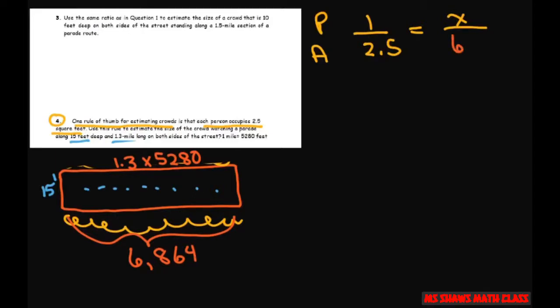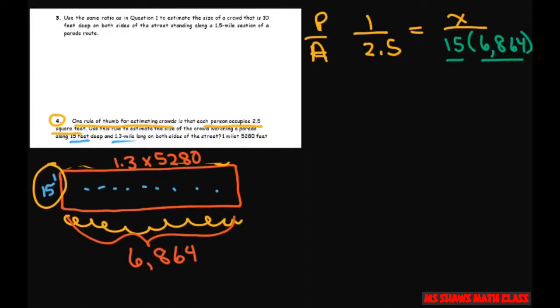6,000, no, we're going to just write it here for now. All right. So then to get your square feet, because remember our area is square feet, you have to multiply 15, and I'll put it here, 15 times 6,864, because that gives you your area, length times width, or width times length.